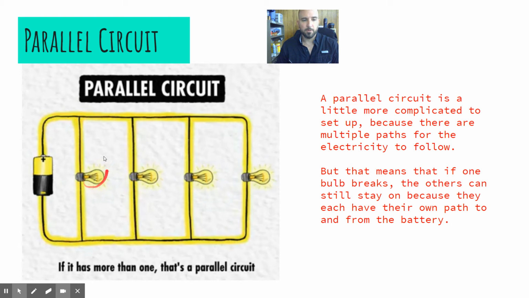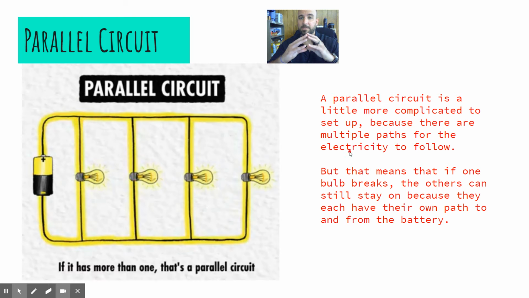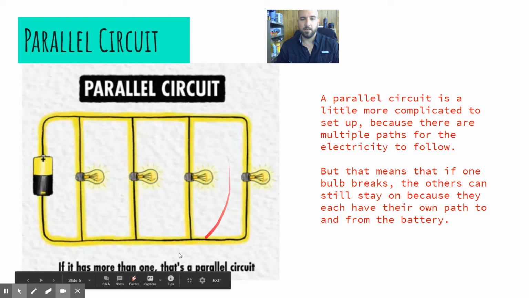So if this first bulb goes out, no big deal. It doesn't affect the other bulbs because each bulb has its own path to and from the battery. Okay, it's all about that loop. If that loop still goes to and from the battery, then the other bulbs can still stay on. All right. If this last bulb were to burn out or get broken, the other three bulbs will still stay on because they all have their loop to and from the battery.